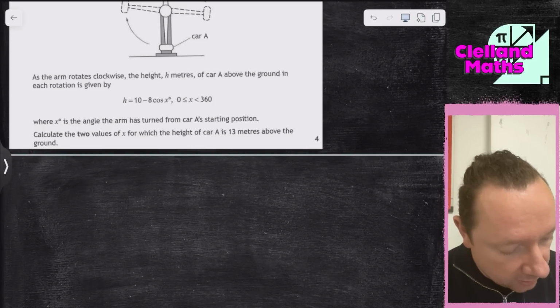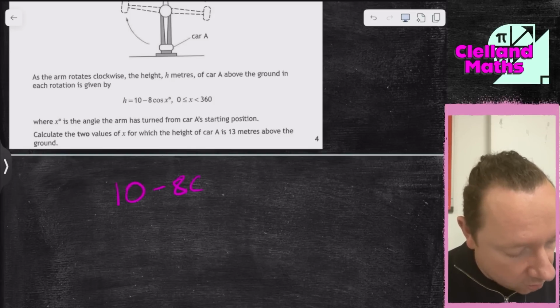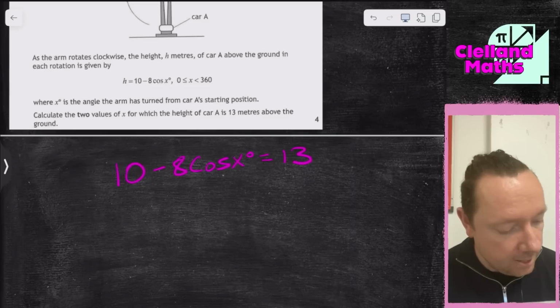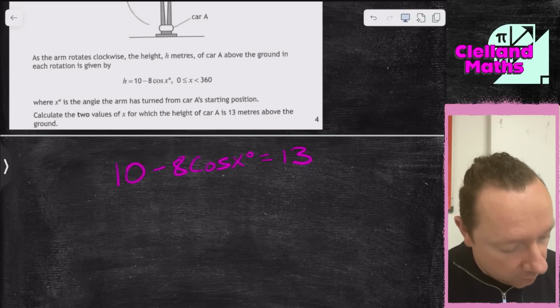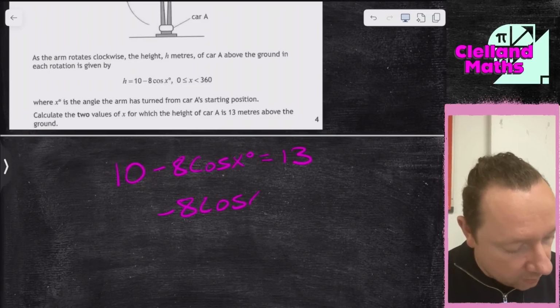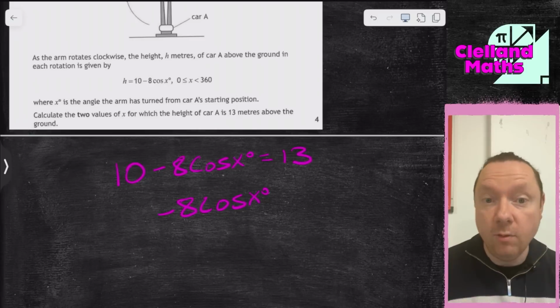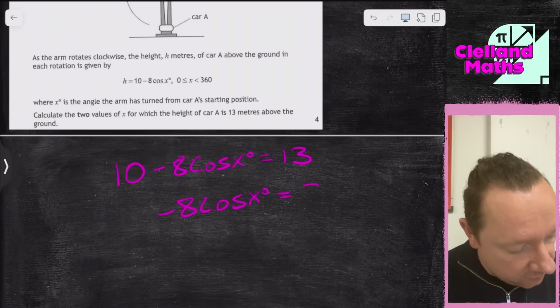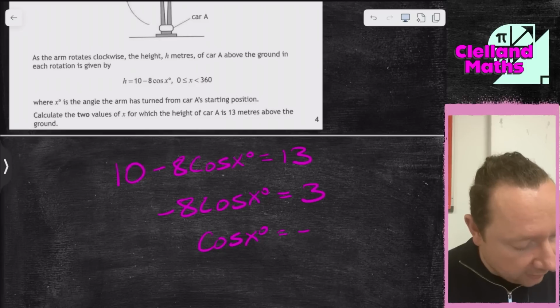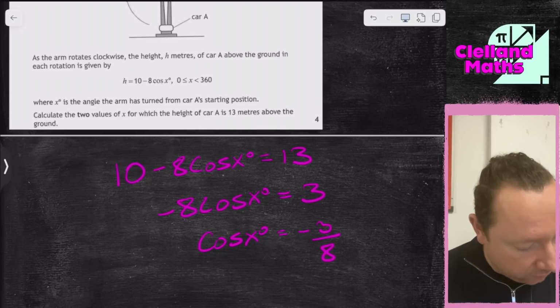13 meters, so I'll write 10 minus 8 cos x equals 13, and I need to solve that. I'll move the 10 first. This is your first sticking point: the minus 8 cos x is staying where it is. The opposite of plus 10 is minus 10, so that gives me 3, and I need to divide by minus 8. So I get minus 3 over 8, or 3 over minus 8, but I prefer minus 3 over 8.